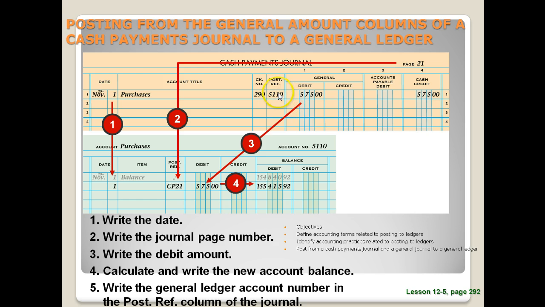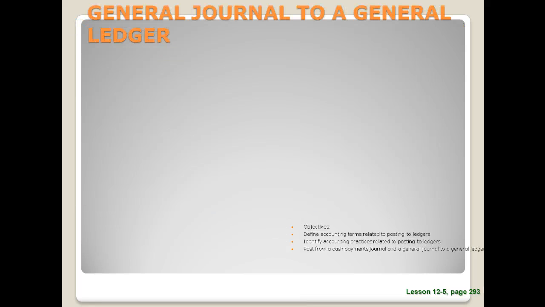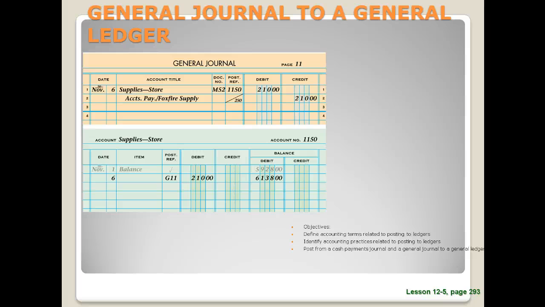So this 5110 just tells us that purchases was posted, right? That's it. This was not posted, just this was posted. This is very important that you guys understand this difference. We're talking about general journal to a general ledger, right? This was all of chapter 5. We talked about general journals, but there's a difference.